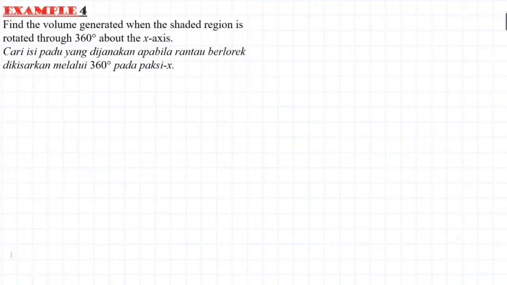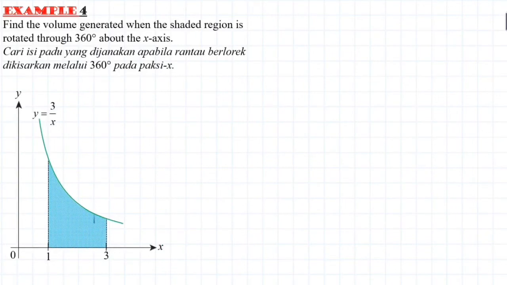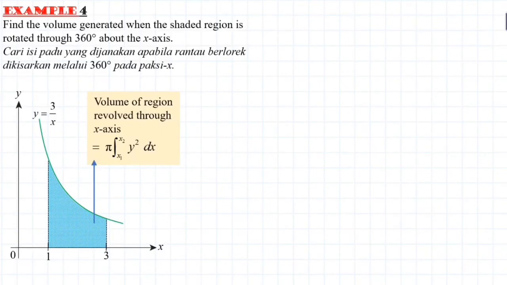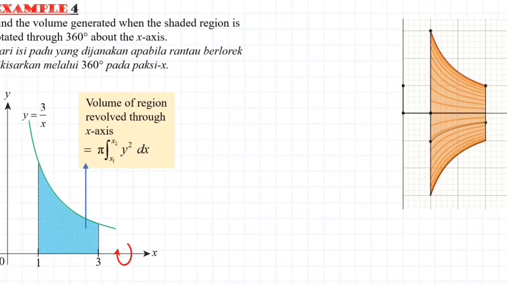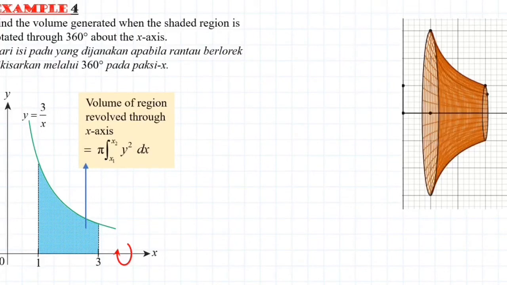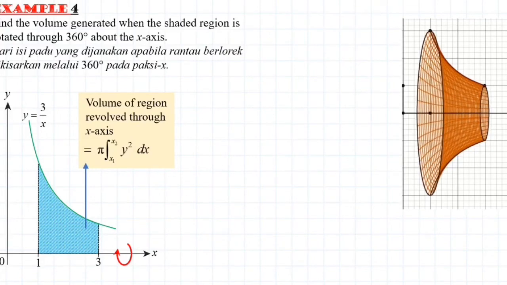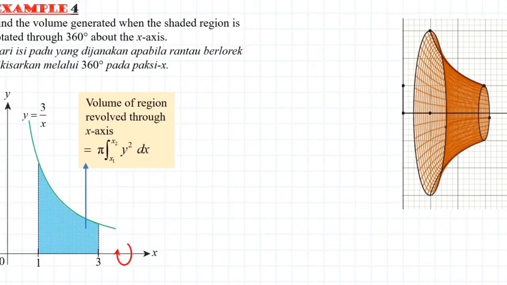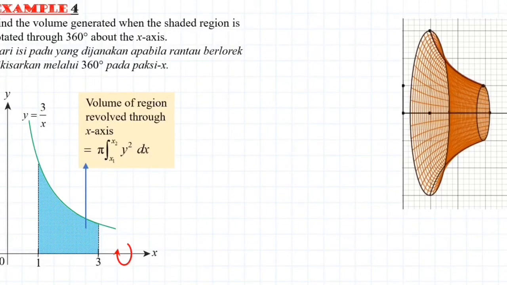Next we will discuss one more example about rotating 360 degrees about the x-axis. So the function is y equal to 3 over x. When you want to find the volume about the x-axis, you write the formula first. But before that, you have an imagination that the volume generated will look like the diagram. It's a very special shape of the solid generated. So only integration can find the volume for this.